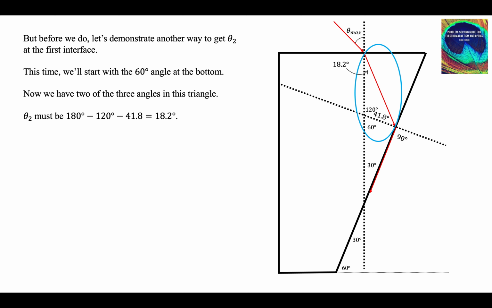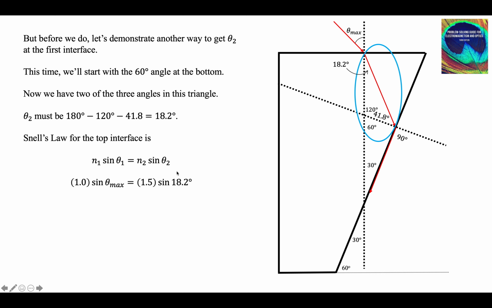So now we can calculate theta max just by using Snell's law. 1 sine theta 1 is n2 sine theta 2. 18.2 degrees is the angle from the normal in the glass, which has an index of refraction of 1.5. Theta max is in the air. Theta max is 27.9 degrees, and that's the answer.